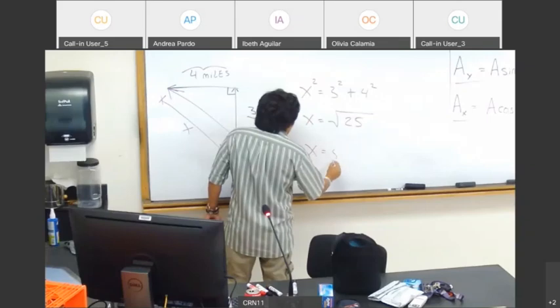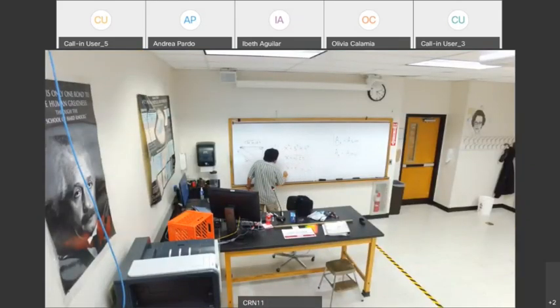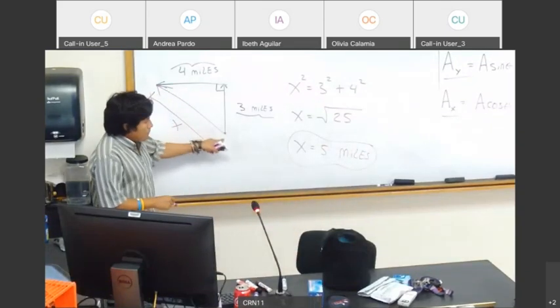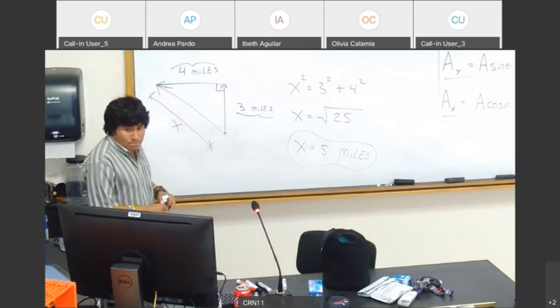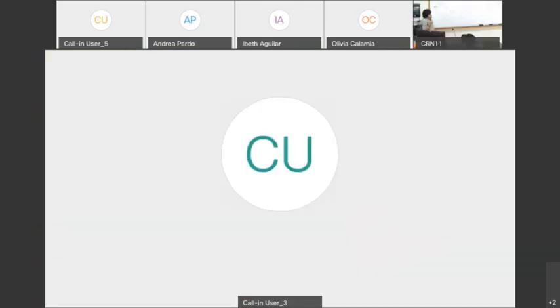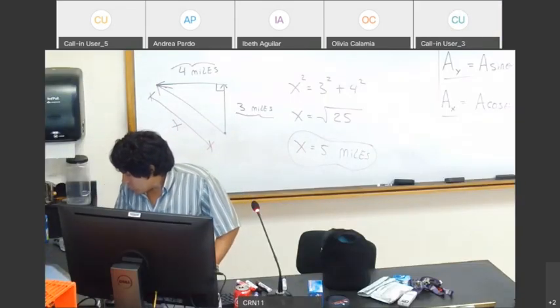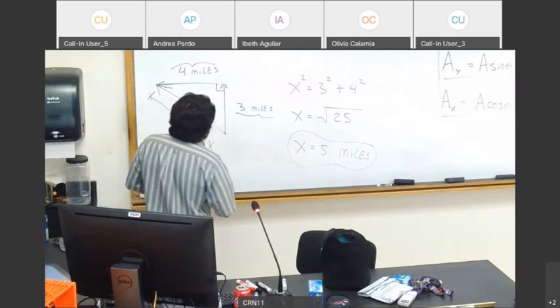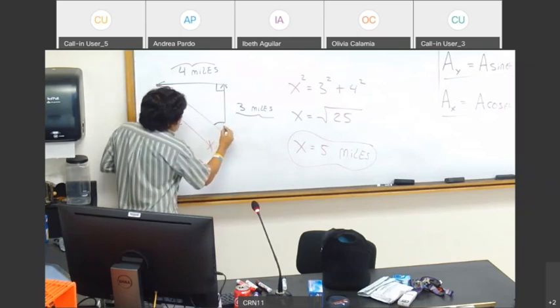So X is equal to 5 miles. You are 5 miles away from your starting location. The other thing that you could be asked is to find this angle.